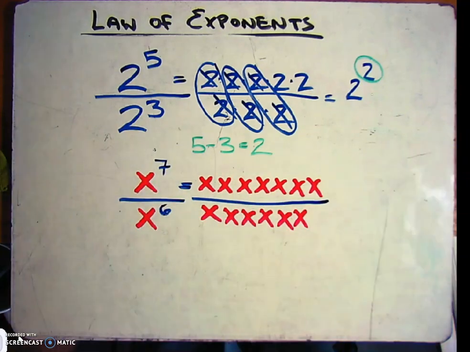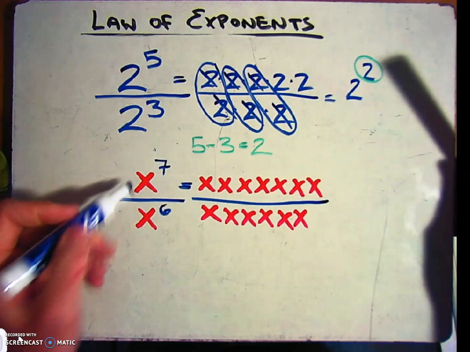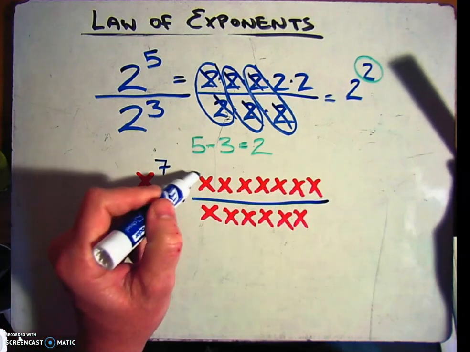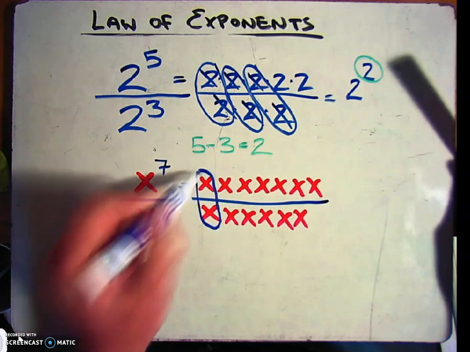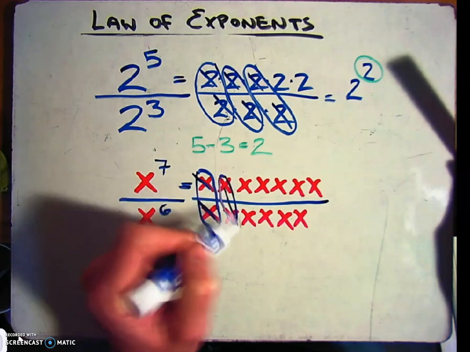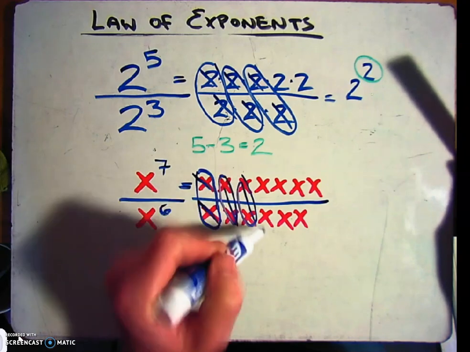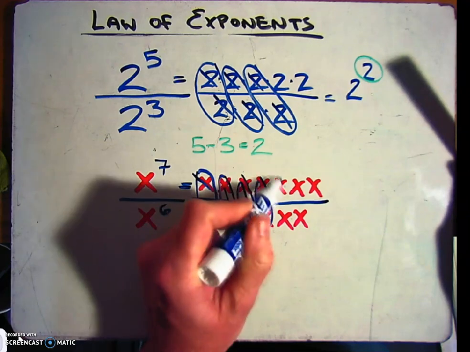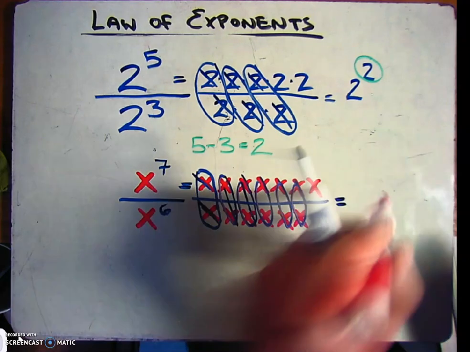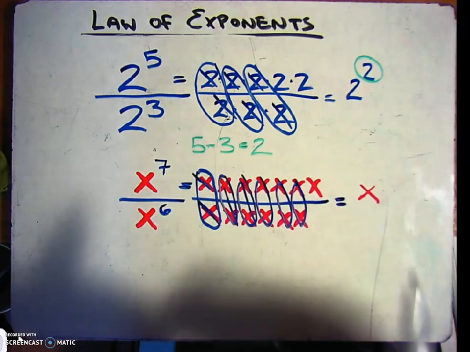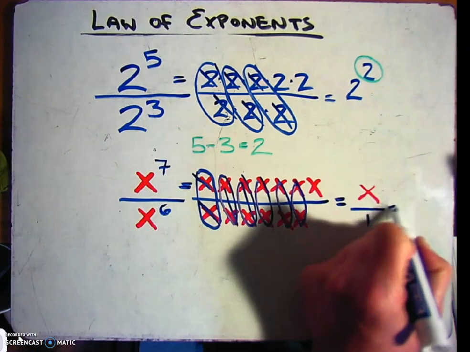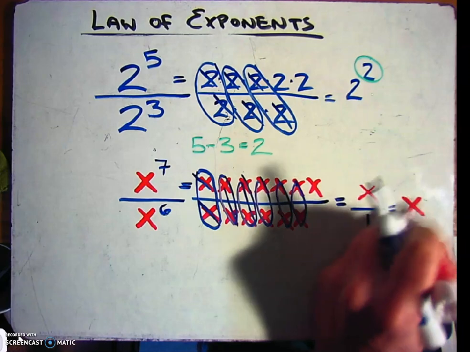Now, although we don't know the value of x, we do know that the value would be the same for each x we have. So whatever that value is divided by whatever that value is going to make a 1. x divided by x is 1, x divided by x is 1, x divided by x is 1, only leaving us with 1 x in the numerator and ultimately a 1 in our denominator, which we could just make disappear.